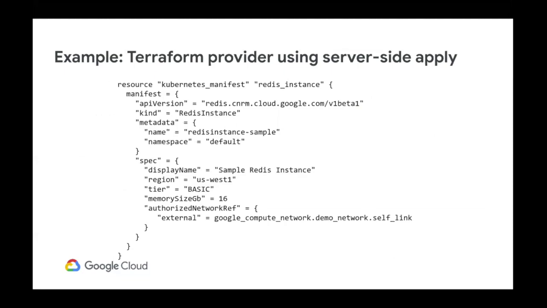As a demonstration of the data-centric model in action, this example shows Terraform targeting the Config Connector using the new provider that leverages server-side apply. Similarly, Ansible has been using the Kubernetes dynamic client. Clients like these can operate on arbitrary resource types without code generation.